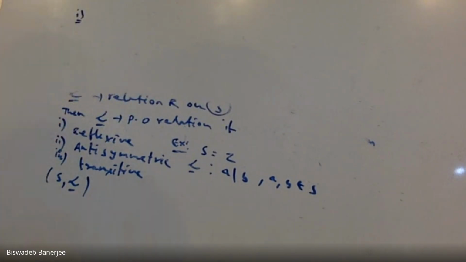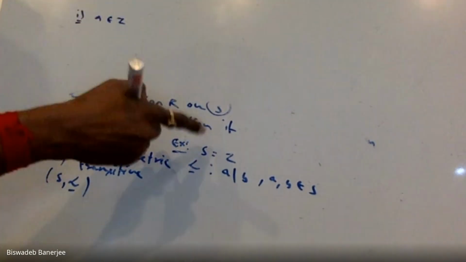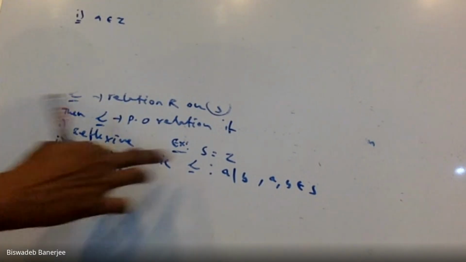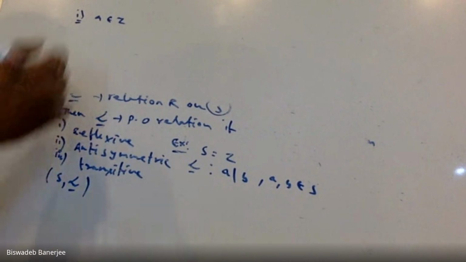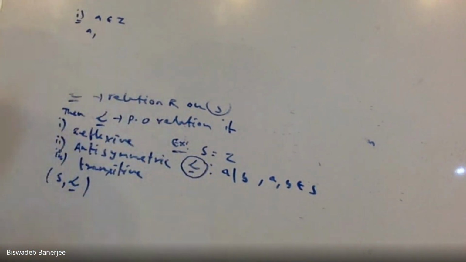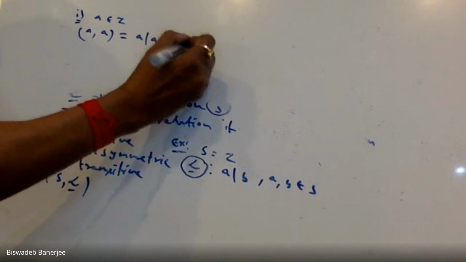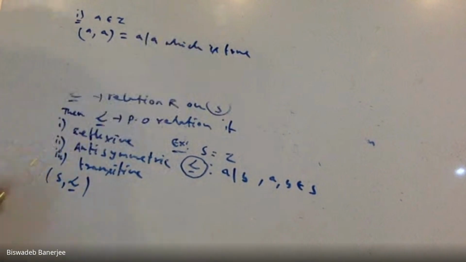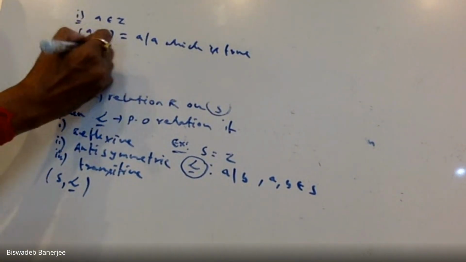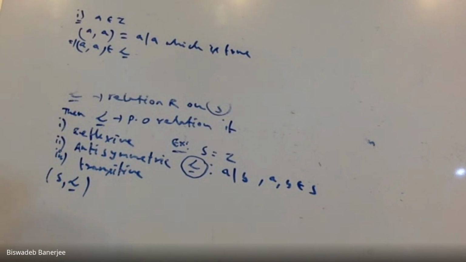So we shall check one by one this condition. First, if we take A belongs to this set S, here S is Z, that means A is an integer, and we have to prove whether A comma A belongs to this relation or not. For this, A comma A means A divides A. Obviously, A divides A, which is true. That means A comma A belongs to this relation, so the reflexive property holds.